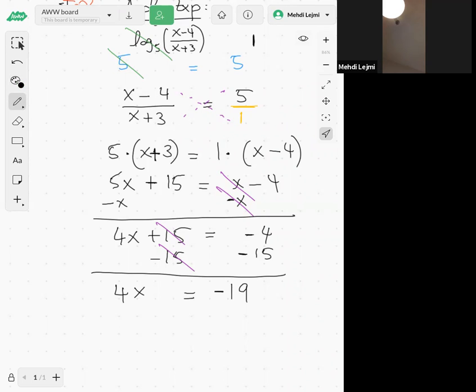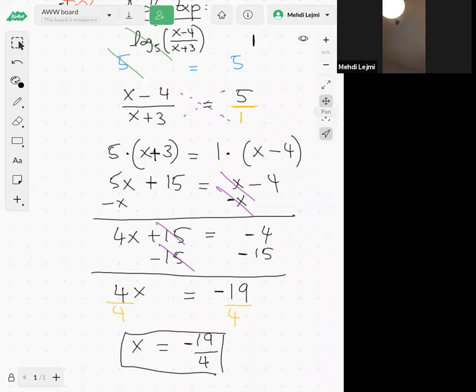That's negative 19. And as you said, guys, and I think Sean said, this is just divide by 4 both sides. So then x is equal to negative 19 over 4. So this is my possible solution of the problem.